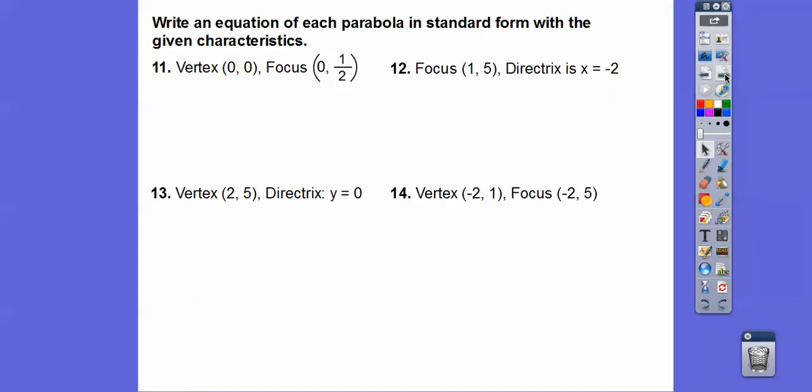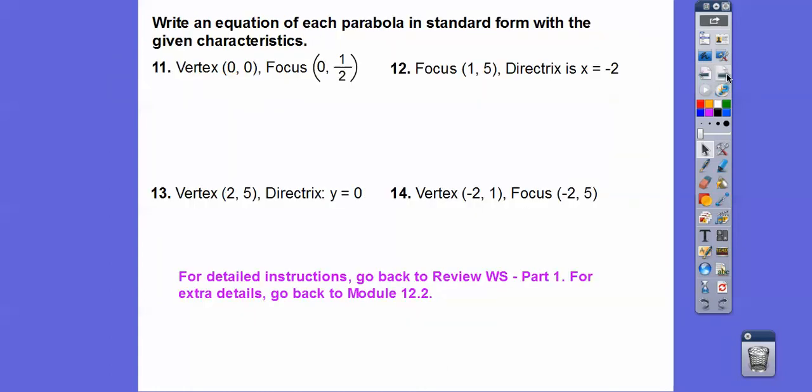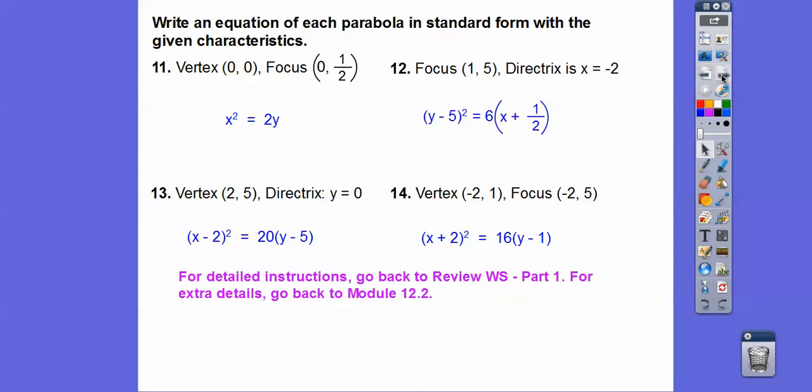And same with parabolas, you guys. We discussed parabolas in worksheet 1, and I brought up this slide. If you wanted detailed instruction and you didn't write it down from worksheet 1, go back to module 12.2, part 2, and you'll see those lessons in there. So for detailed instructions, go back to worksheet part 1, or for the extra details, go to module 12.2. Otherwise, here are the answers. I'm not going to go over those again because I already did that.